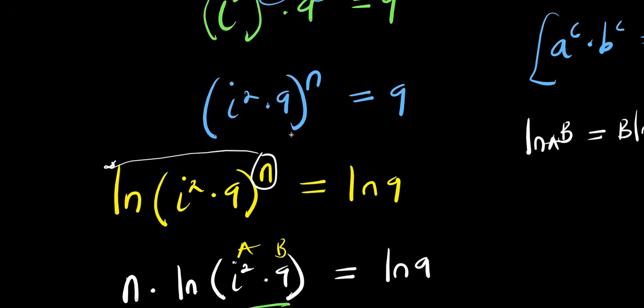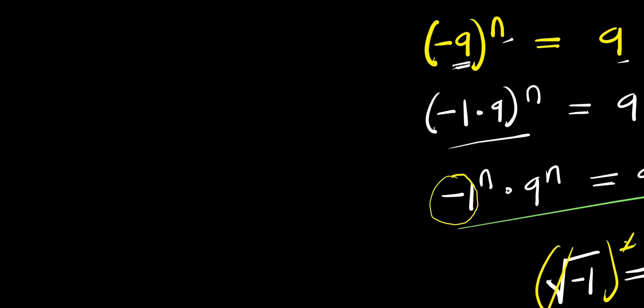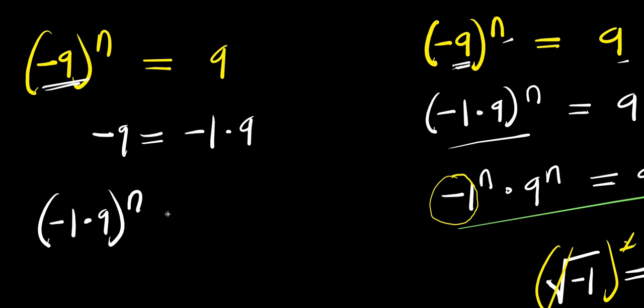Now you have been able to solve this using this particular method. Let's solve it using this other one here. I have minus 9 raised to the power of n equals 9. What am I going to do? I'll replace this negative 9 here with negative 1 times 9. So I have negative 1 times 9 raised to the power of n equals 9.